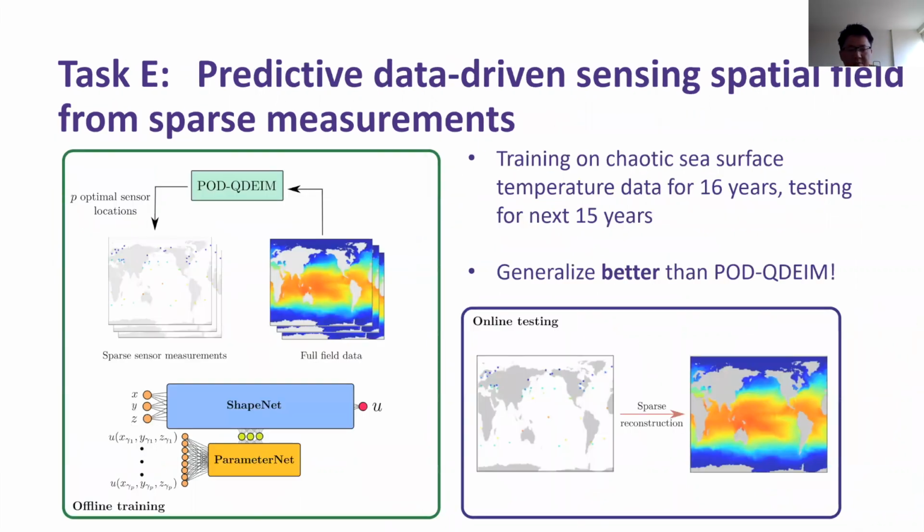Okay. The next task, which I would say is perhaps a little more interesting, is about predictive data-driven sparse sensing. Imagine you are on the sea. You have 100 boats, and these boats can go anywhere and give you the temperature at that location. Now you want to collect the temperature information from those 100 boats and infer the global sea surface temperature.